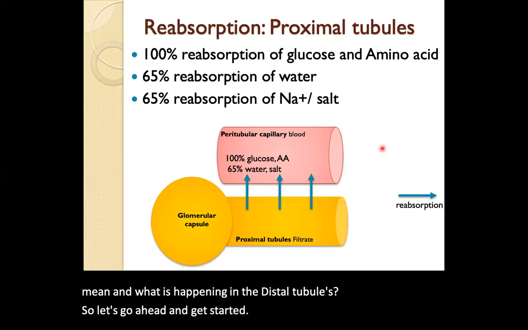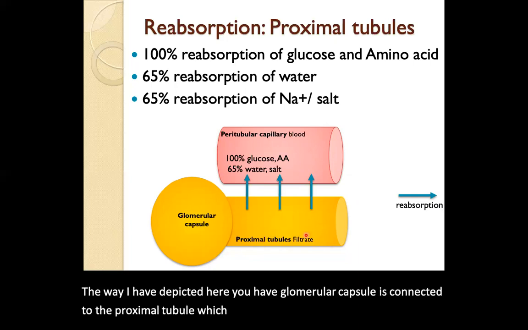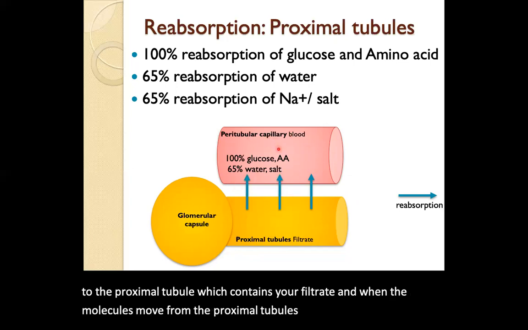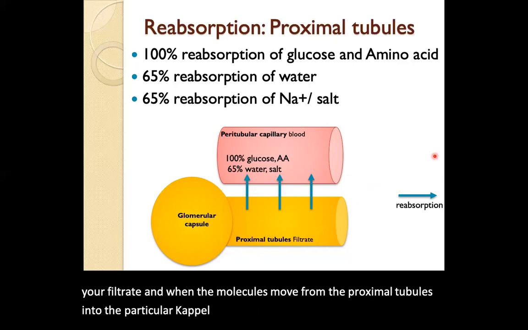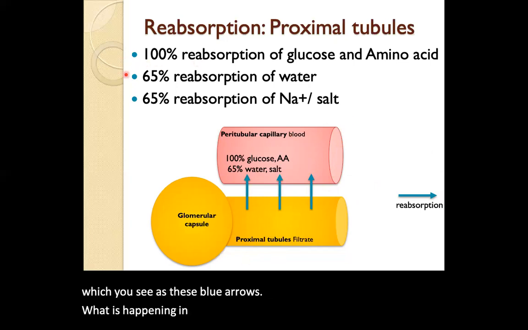The way I have depicted here, you have the glomerular capsule. Glomerular capsule is connected to the proximal tubule, which contains your filtrate. And when the molecules move from the proximal tubule into the peritubular capillaries, that's the process of reabsorption, which you see as these blue arrows. So what is happening in the proximal tubules?